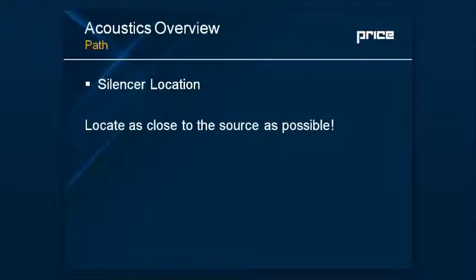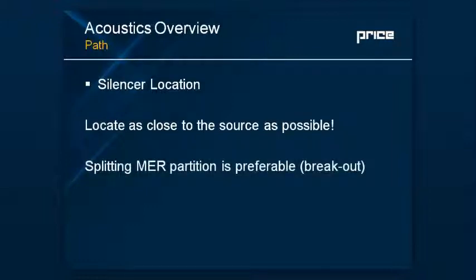With the location for silencers, the big takeaway is that you want to locate them as close to the source as possible. In the case of a mechanical room, splitting the partition is preferable because it helps to reduce the breakout. I know there are cases, obviously, where you have a fire damper, so this might not be possible. In which case, if you put the silencer either right before or right after and make sure that's sealed properly, that does a pretty good job of reducing potential breakout noise.